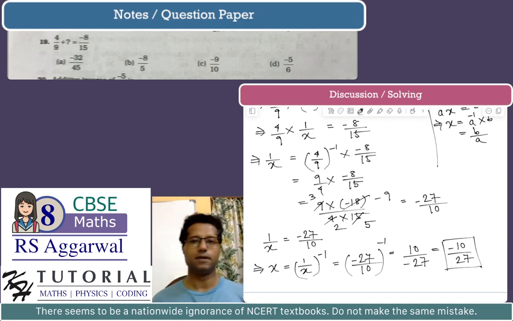Minus 27 by 10. So we have 1 by x is equal to minus 27 by 10, so definitely x will be 10 by minus 27, which is equal to minus 10 by 27.